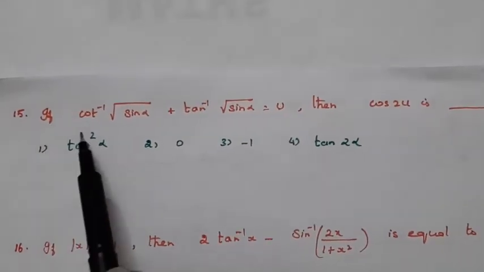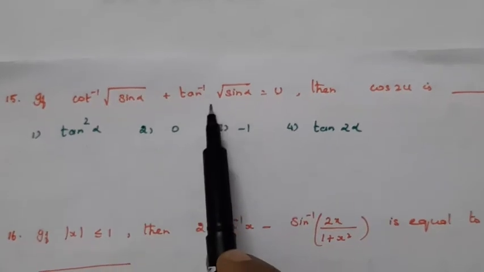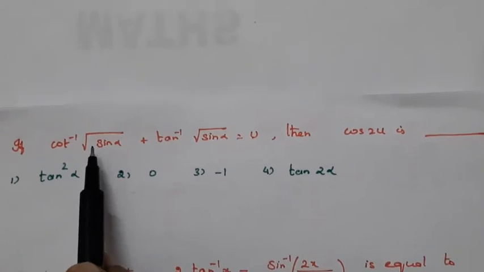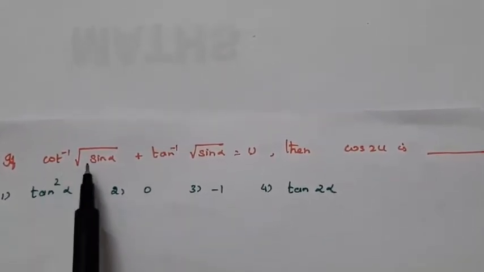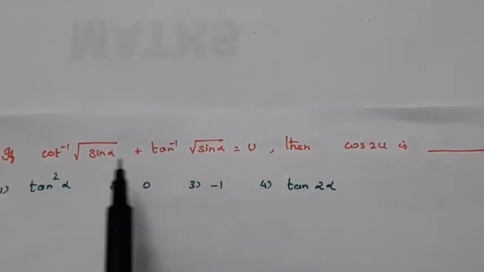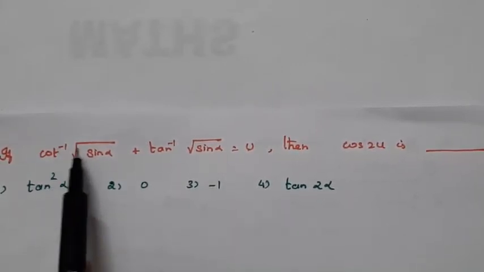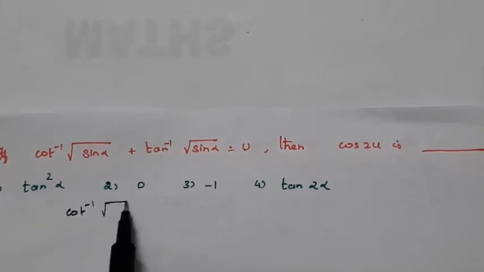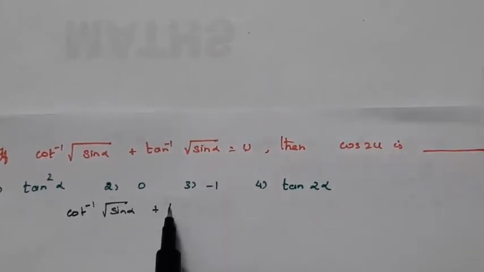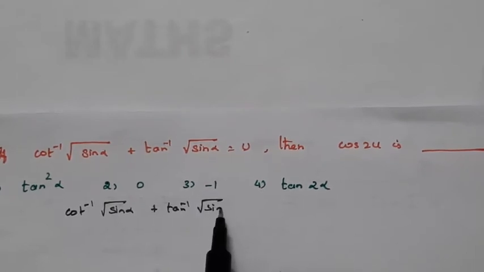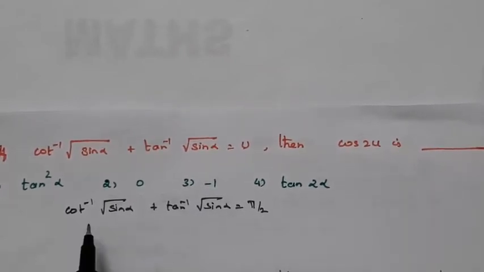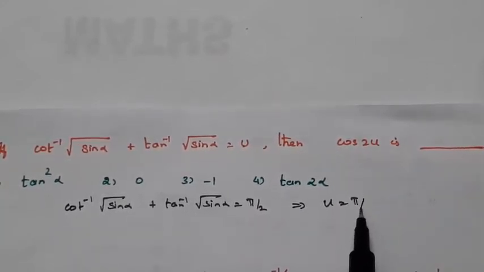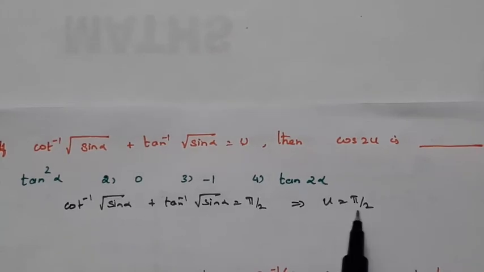Then the 15th one. If cot inverse of root of sin alpha plus tan inverse of root of sin alpha is equal to u, then cos 2u is dash. Okay. So here you are going to apply the same identity, that cot inverse of root sin alpha plus tan inverse of root sin alpha, the same angle is given. So you know that cot inverse of x plus tan inverse of x is equal to pi by 2. So cot inverse of root of sin alpha plus tan inverse of root of sin alpha is equal to pi by 2. Okay. So, by using the same identity, this implies that u is equal to pi by 2 because this is given as u. So, u takes the value pi by 2.